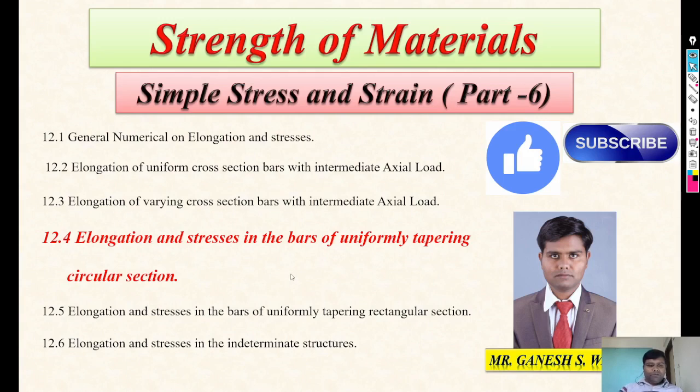Today we are going to discuss the elongation and the stresses in the bars of a uniformly tapering circular section. Here we will discuss only the derivation for the change in length. In the next video we will discuss the derivation for the elongation and the stresses in the bars of a uniformly tapering rectangular section, and then we will discuss some numericals on these two topics.